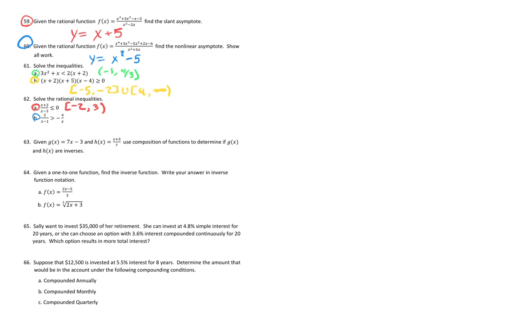Okay, 62b, we have 2 over (x - 1) is greater than -4 over x. So our first step is to move everything to one side and get it equal to 0, or greater than 0, I suppose. So we're going to have 2 over (x - 1) plus 4 over x is greater than 0. So now here I want to get a common denominator between the two. So I'm going to multiply this one by x. And then I'm going to multiply this 4 over x by (x - 1).